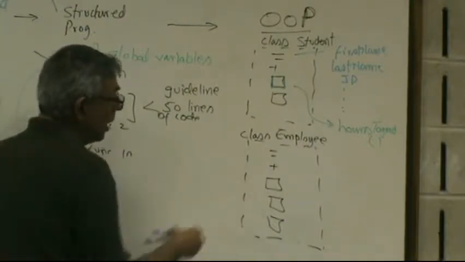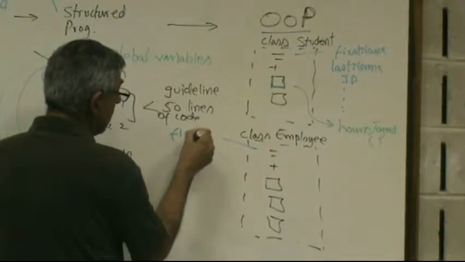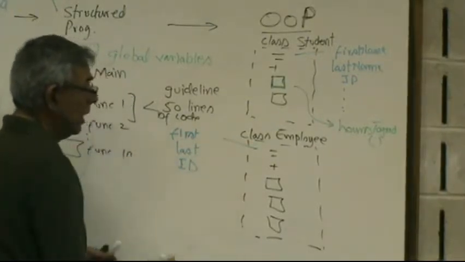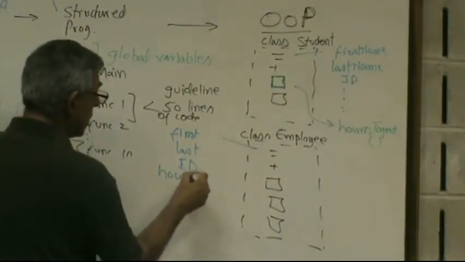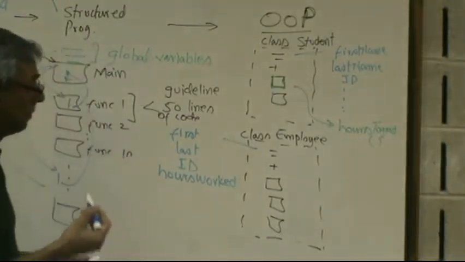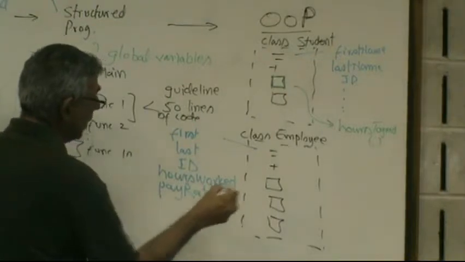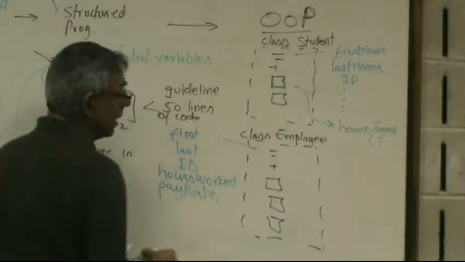What kind of data will we have if we were creating an employee class? We can have the first name of the employee, last name of the employee, ID of the employee. If it is an hourly employee, how many hours worked? If again it's an hourly employee, what's the pay rate? Okay. Now, what kind of functions will be closely related to this data?